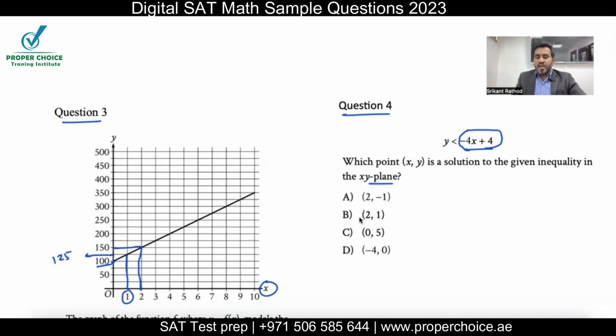So we see the options A, B, C, D, and option D is the only option with x being negative.